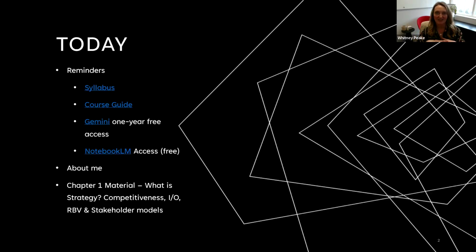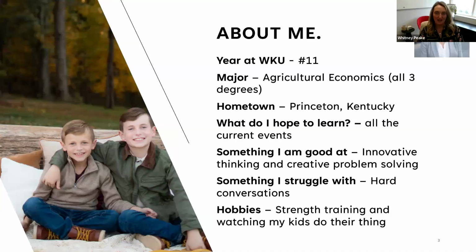We'll cover briefly. I haven't introduced myself very much, and so I'm going to take a moment to introduce myself and a little bit about me, and then, as I mentioned, some of that chapter one material. So about me, I am in my 11th year at WKU, and it's hard to believe that it has gone by that fast. Prior to being at WKU, I was at the University of North Texas, and prior to that, I was at Murray State and Purdue. So all of my degrees are in agricultural economics, and that may sound like a really strange career path to end up in entrepreneurship from there.